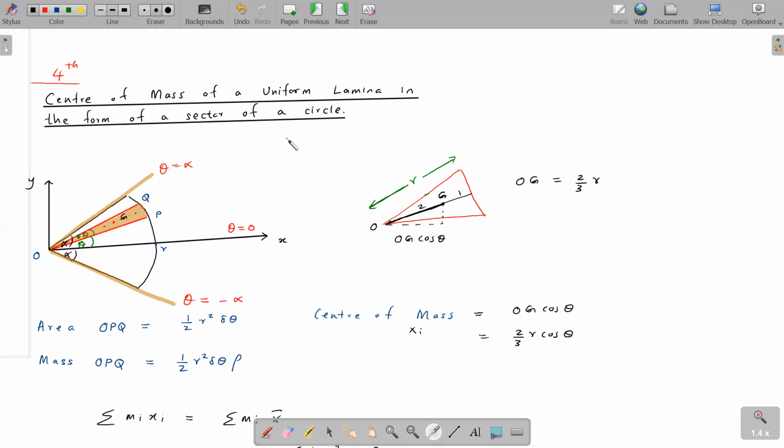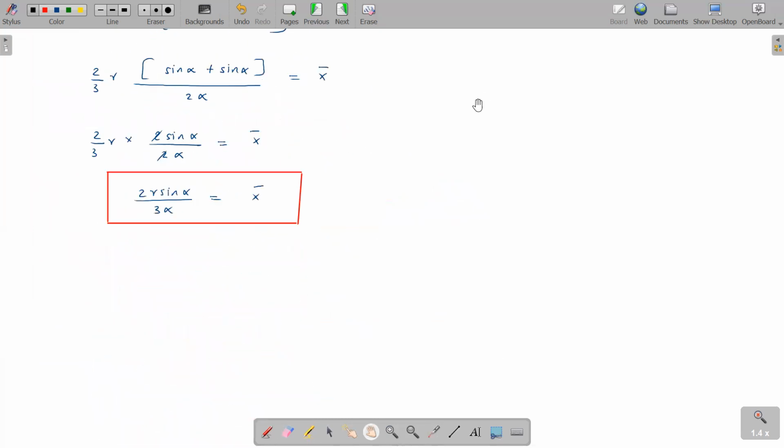The next proof we are going to learn is how to find the center of mass of a uniform lamina in the form of a sector of a circle. All right, guys. You are already familiar with this equation, though you have not done the proof. In M2, you have already used it: 2r sine alpha over 3 alpha, where alpha is measured in radians. You should recall it from M2, right?